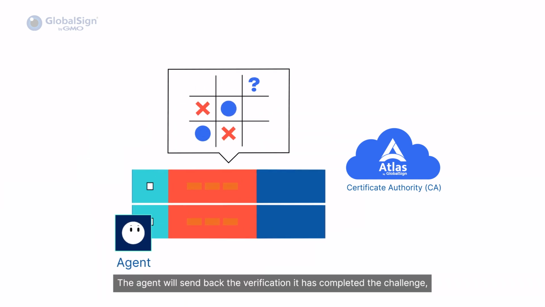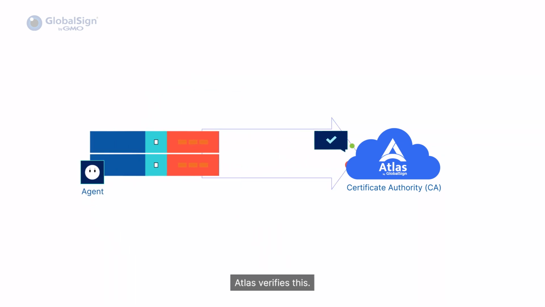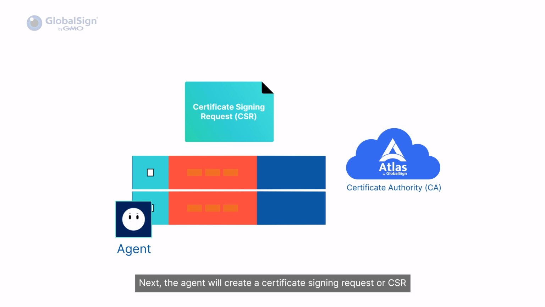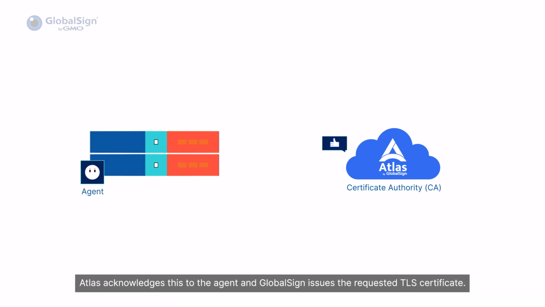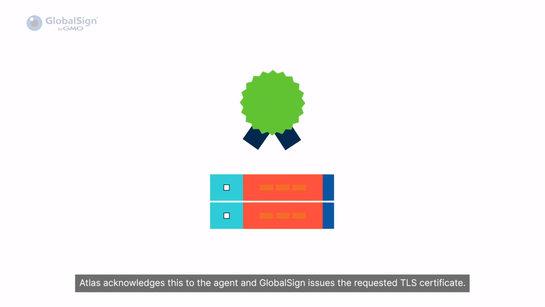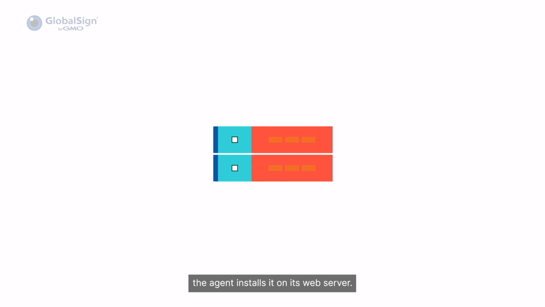The agent will send back the verification it has completed the challenge, again signing it with its account key. Atlas verifies this. Next, the agent will create a certificate signing request, or CSR, and sign it before sending it along to Atlas. Atlas acknowledges this to the agent and GlobalSign issues the requested TLS certificate. Certificate in hand, metaphorically, the agent installs it on its web server.